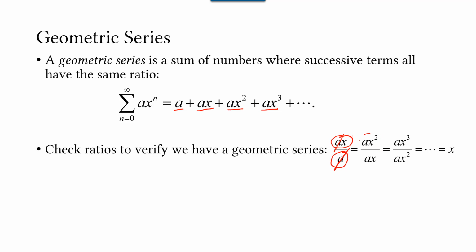Well, if I took the third term, ax squared, and divided by the second term, ax, then the a's would cancel, and the x in the denominator would cancel with one of the x's in the numerator, and I would get x again. If I took the fourth term, ax cubed over ax squared, the a's again cancel. All of the x's in the denominator cancel, leaving just one in the numerator. And so every time I look at the ratio of successive terms, I get x. Right? So we often call x the ratio or the ratio of successive terms.